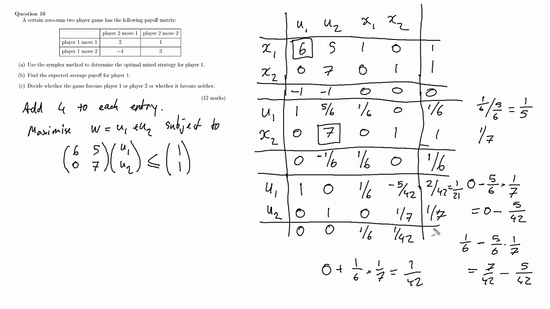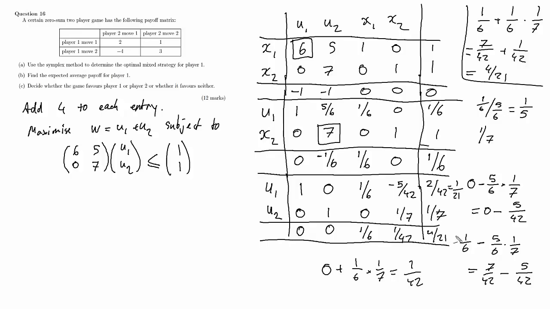And down here, for this entry, we have 1 on 6 plus 1 on 6 times 1/7. And I'll calculate that up here. That is equal to 7 on 42 plus 1 on 42, which is 4 on 21. Since there's no negative values in the bottom row, that means that the simplex algorithm terminates. So we can extract all the information we need for the rest of the question from the final tableau. Let me relocate the final tableau over here.